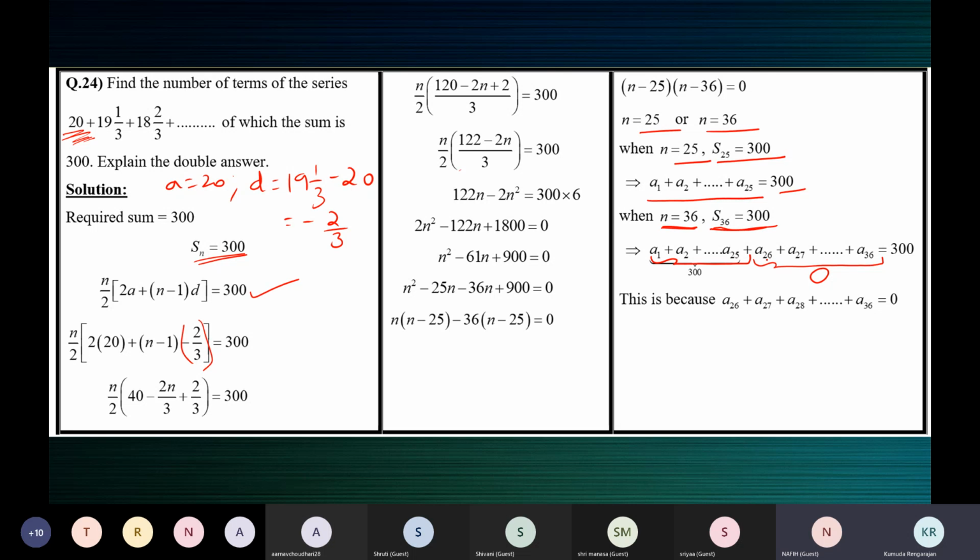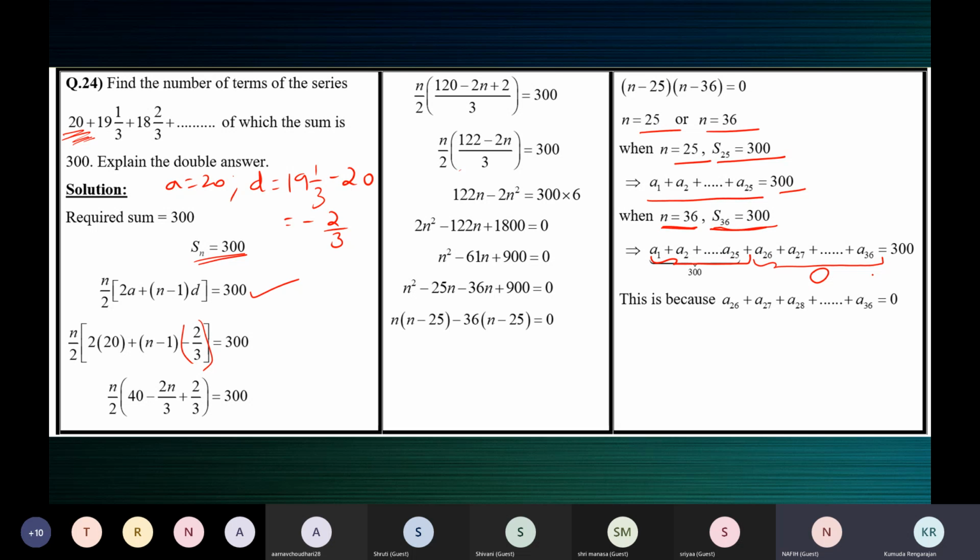Note that it does not mean a26 is 0, a27 is 0. No, each term is not 0. The terms have some value. But the sum of all the terms from the 26th to the 36th is 0. Children, a misunderstanding here is possible. We might think a26 is 0, a27 is 0, a28 is 0. No, it's not like that. The sum of all the terms from the 26th to the 36th is 0.